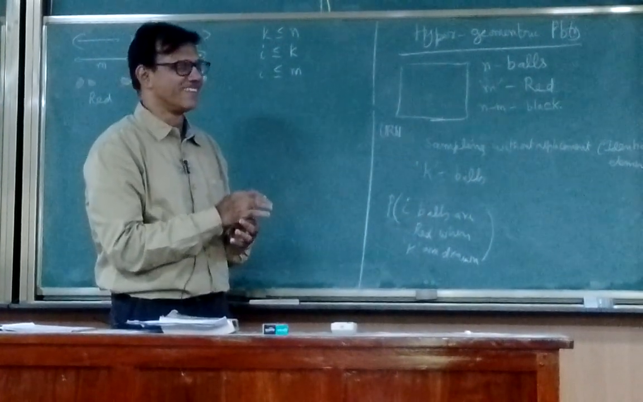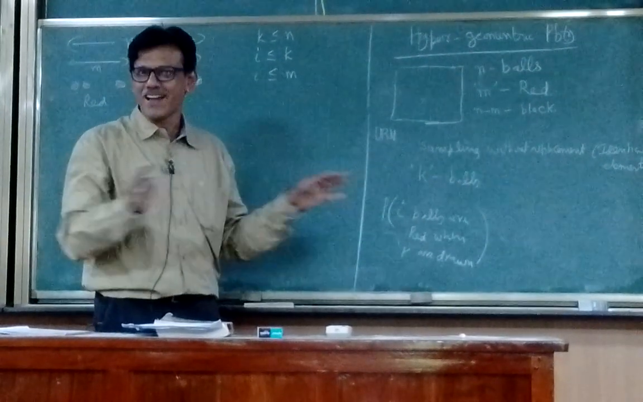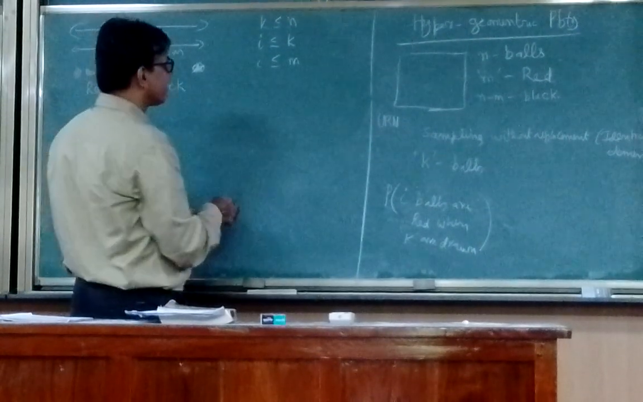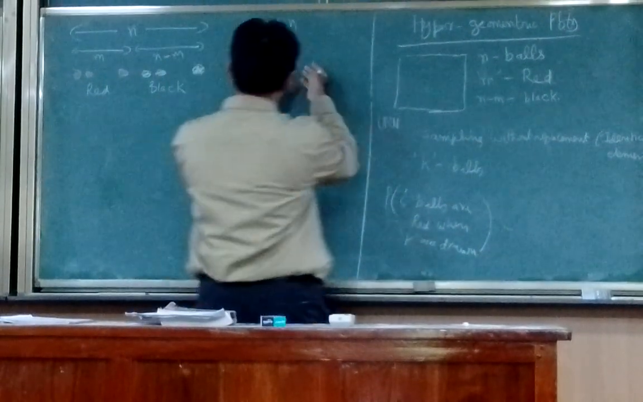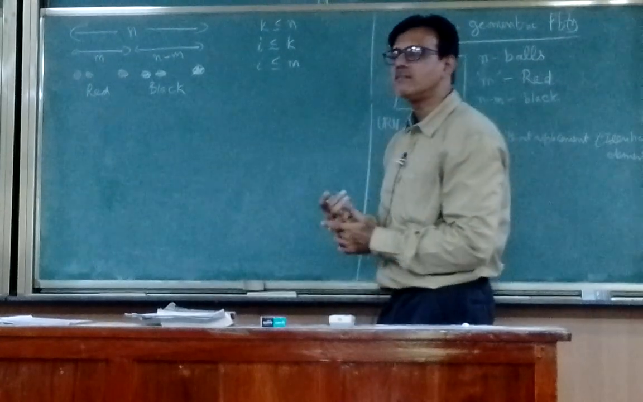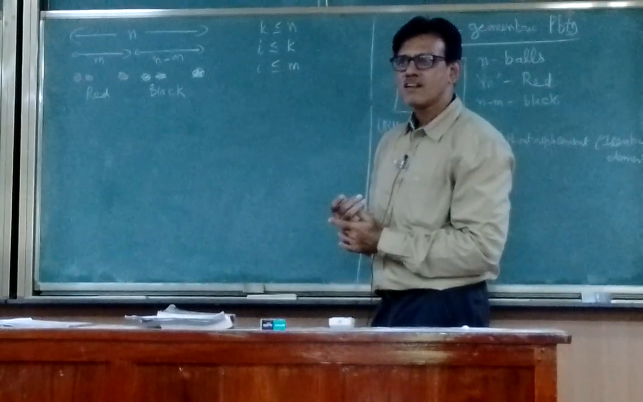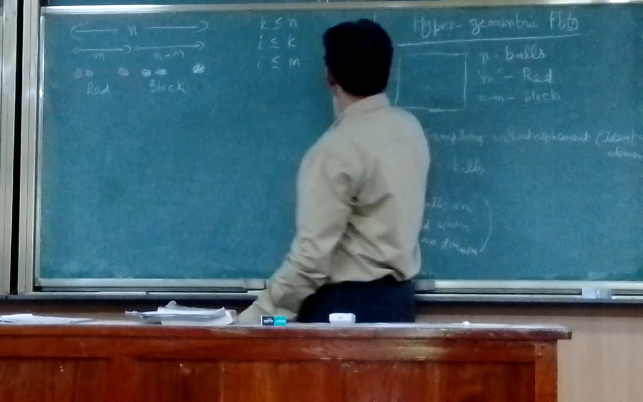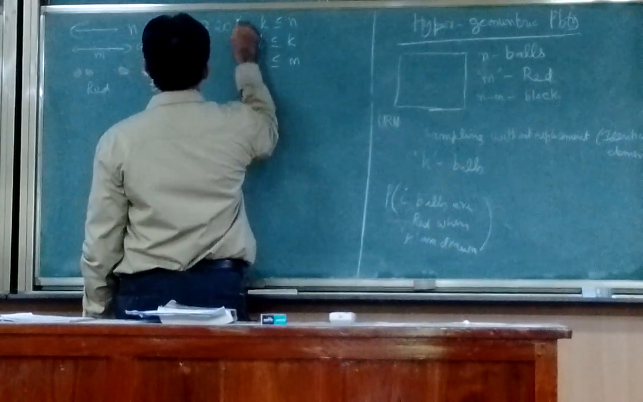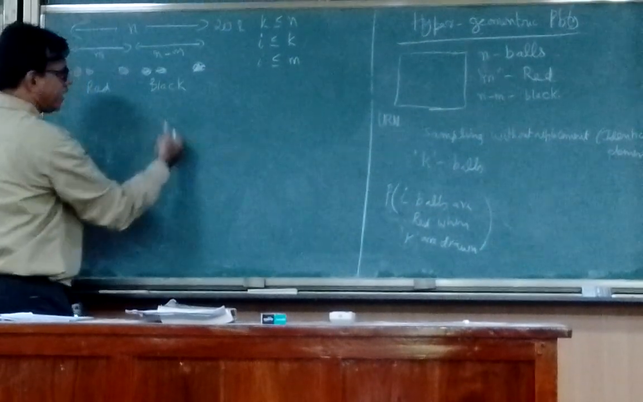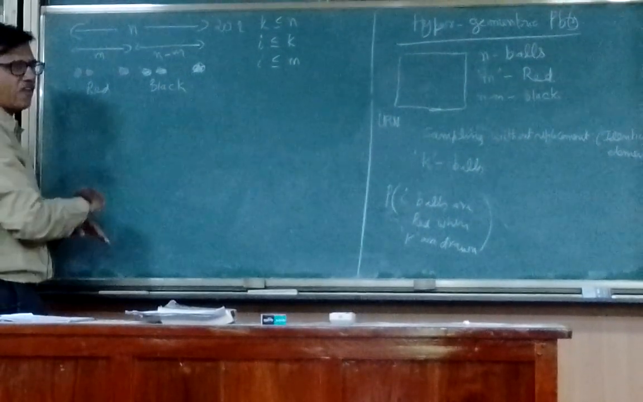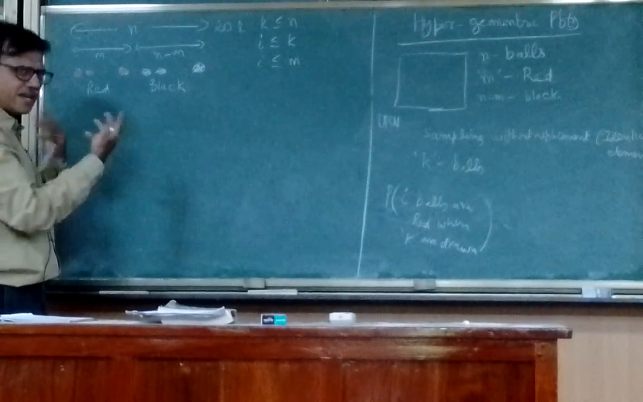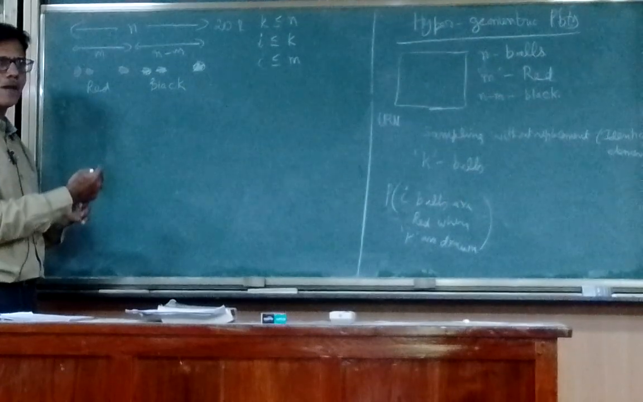Greater than 0, less than infinity of alpha, I am not picking it up. One more thing: what happens if all of them are red? Suppose there are 20 balls in this one, all of them red. I want to pick only 10 balls, out of which 5 are red. 5 is less than 10, less than 20. I can always pick from 20, that's also okay.